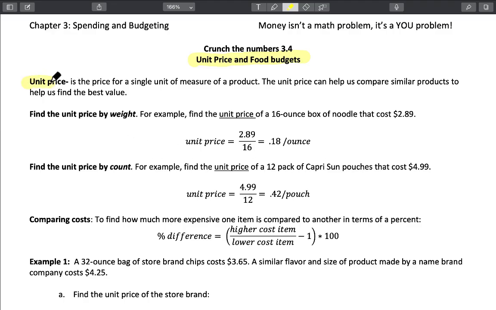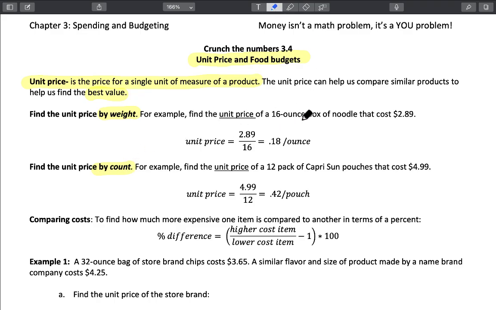Recall from our notes yesterday, we learned the unit price is simply the price for a single unit of measurement of a product. This is going to be helpful because it's going to help us compare similar products and find the best value when grocery shopping. There's a couple of different ways we can calculate the unit price, either by weight or by count. Let's take a look at these two examples.